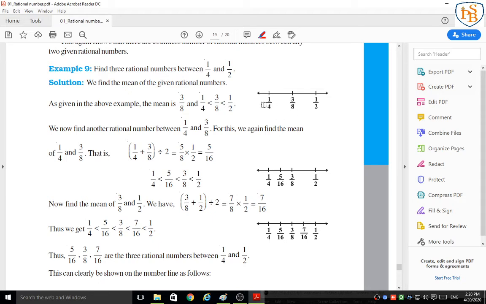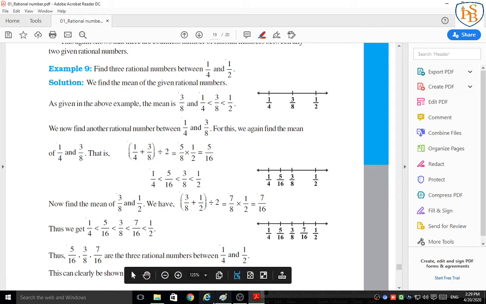Again, I am going to divide the sum of these numbers, that is 1 upon 4 plus 3 upon 8, divided by 2. Look at here. To make the denominators the same, I will find the LCM, that is 8. I have to multiply the denominator of 1 upon 4 by 2, and likewise multiply the numerator by 2. So I will get 2 upon 8.